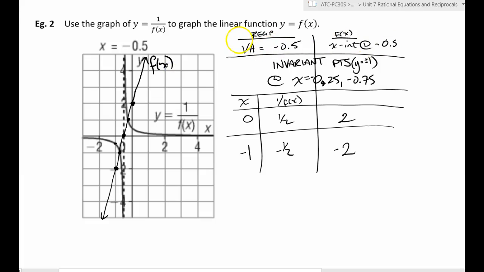So we use our vertical asymptote, which becomes our x-intercept. We use invariant points when y is positive and negative 1. And then we can choose some other relatively decently defined points in order to figure out some whole number original values. We like whole number original values because then they're easy to plot on our graph. Okay, that's how we do example 2.